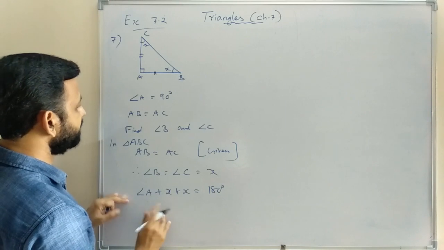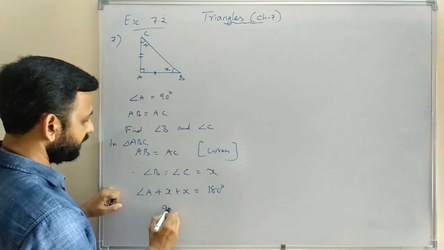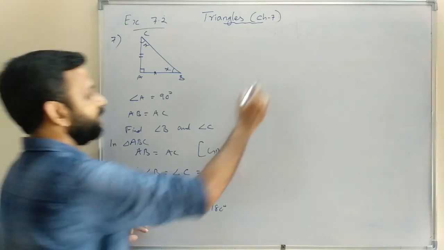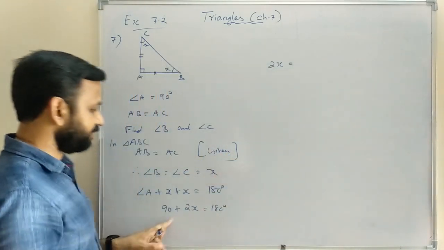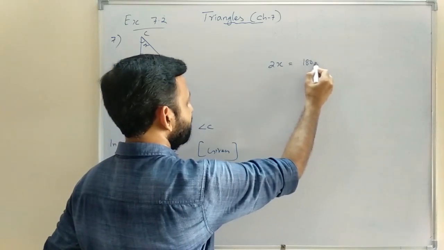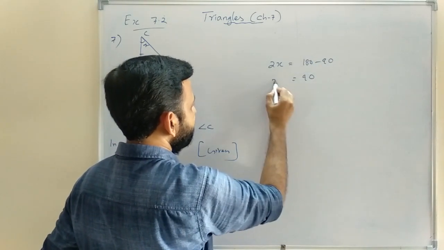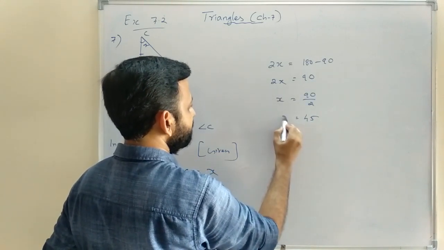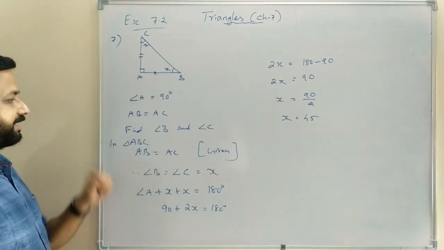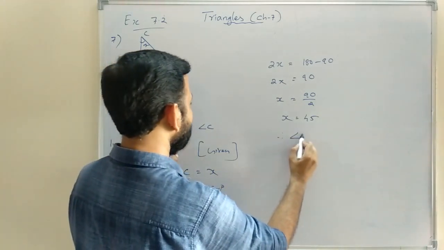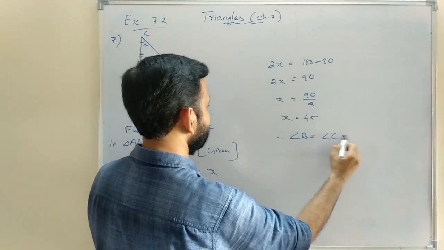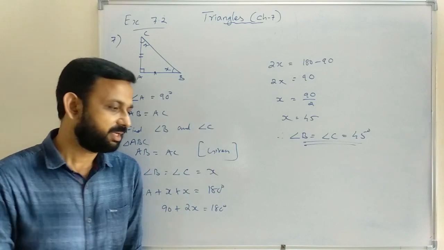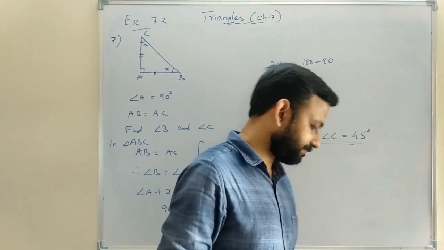Angle A is 90 degrees, that is given. So 90 plus 2x equals 180 degrees. So we get 2x equals 180 minus 90, that is 90. Therefore x equals 90 upon 2, that is 45. x equals 45. So we can write, therefore, angle B equals angle C equals 45 degrees. So we got the answer.